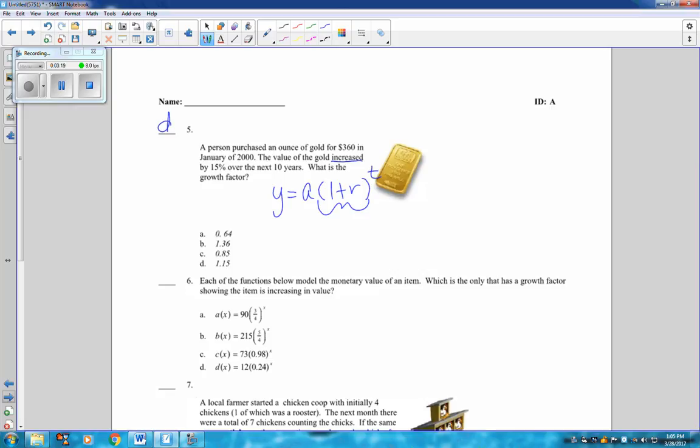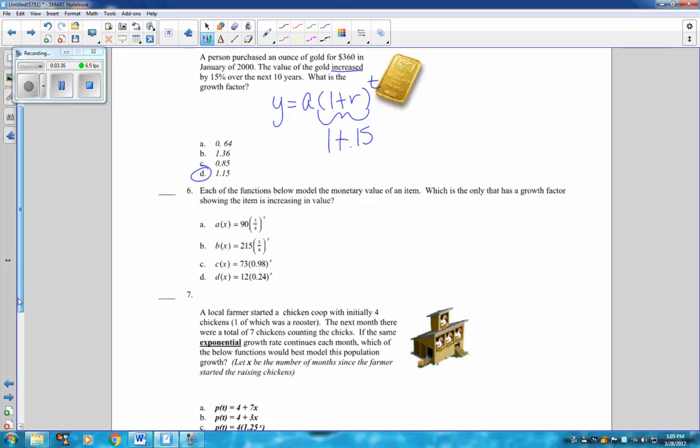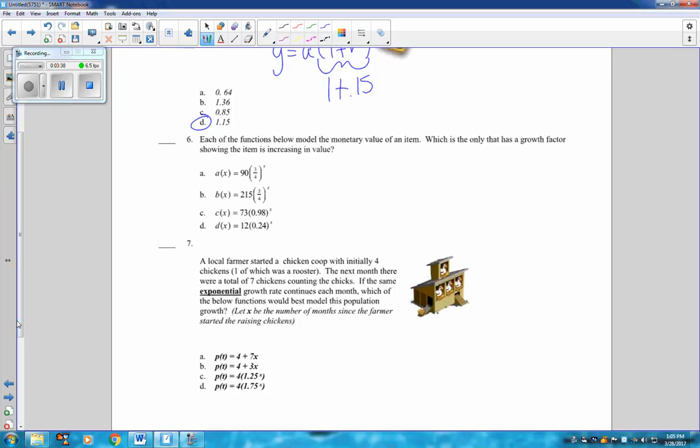If it's increasing, your growth factor has to be more than 1. So that rules out A and that rules out C. Your rate is 15%, which is 0.15. And when you add those together, that gives you D. Your rate is 15%, but your growth factor is 1.15. Number 6 is B.